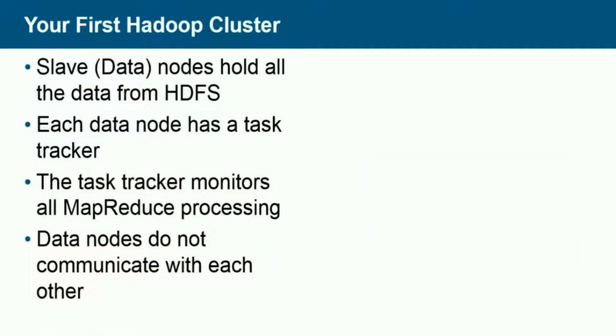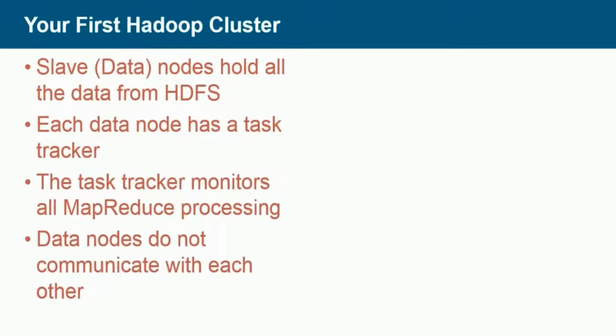Slave or data nodes hold all the data from the HDFS cluster and perform all the computation. Each data node has a task tracker. The task tracker monitors all the MapReduce processing within its data node and communicates results back to its name node. Data nodes do not communicate with each other. Only the name node knows how many data nodes are in a Hadoop cluster.